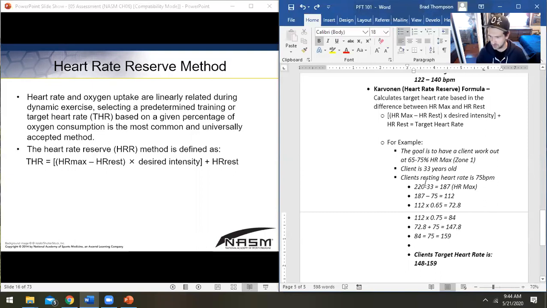So that would be 27 minus 75, 0.65, plus 75. Bracket, parentheses, parentheses.